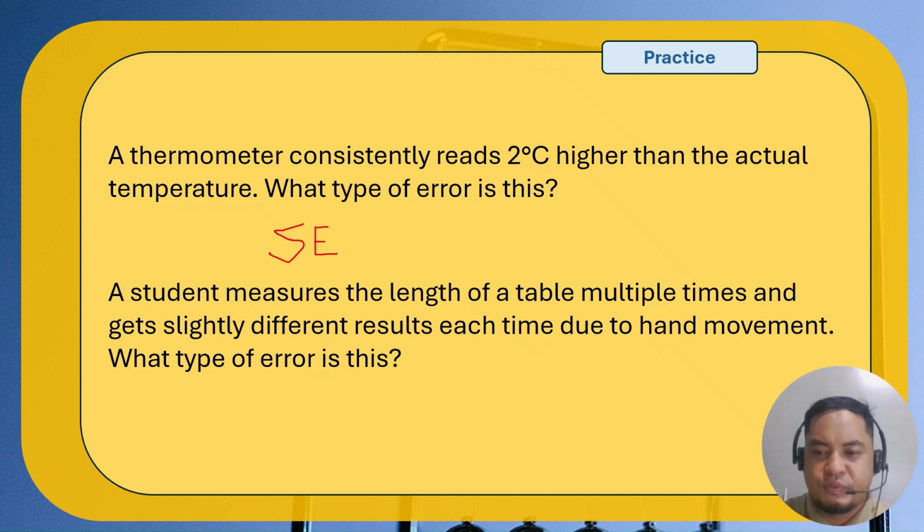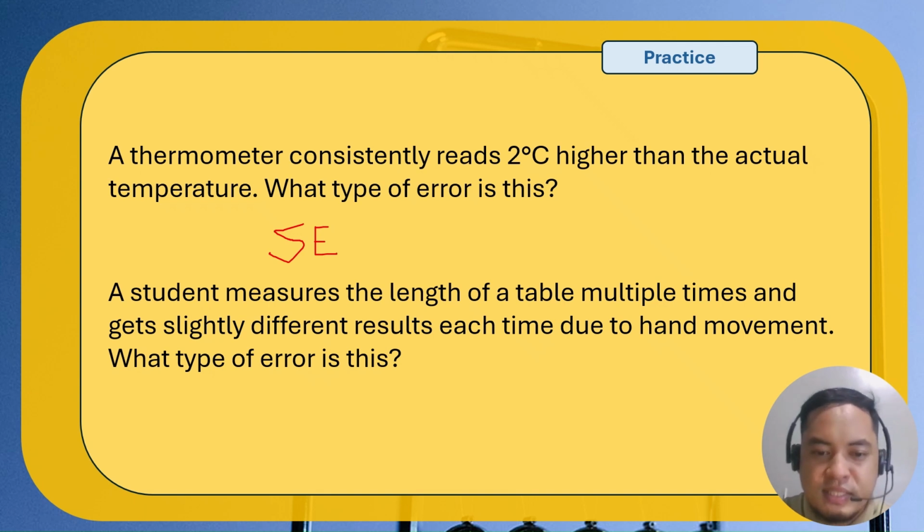Okay. And the second one: a student measures the length of a table multiple times, many times, and gets slightly different results. So maybe the results are closer, but not the same, right? In 5 times. And the reason why it has slightly different results is due to the hand movement. So what type of error is this?